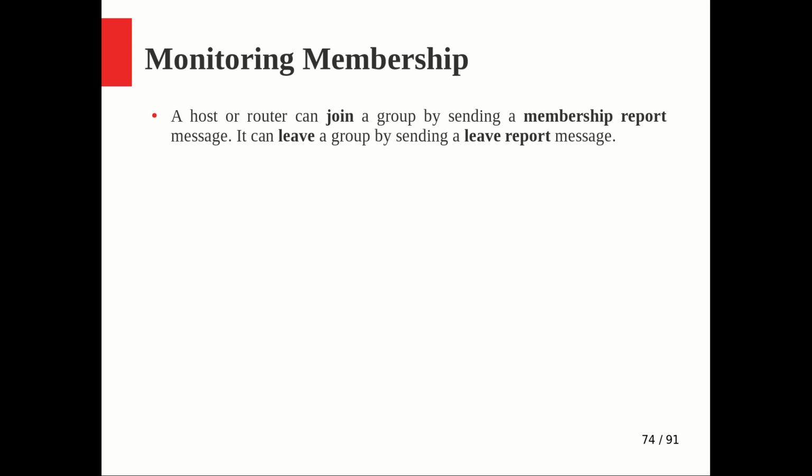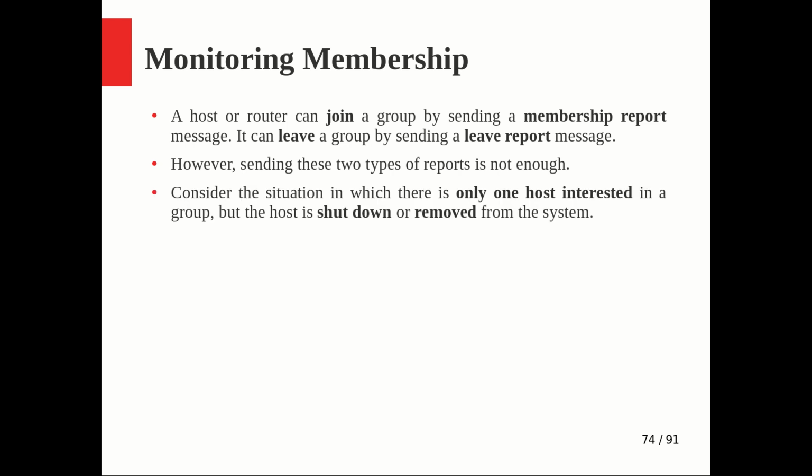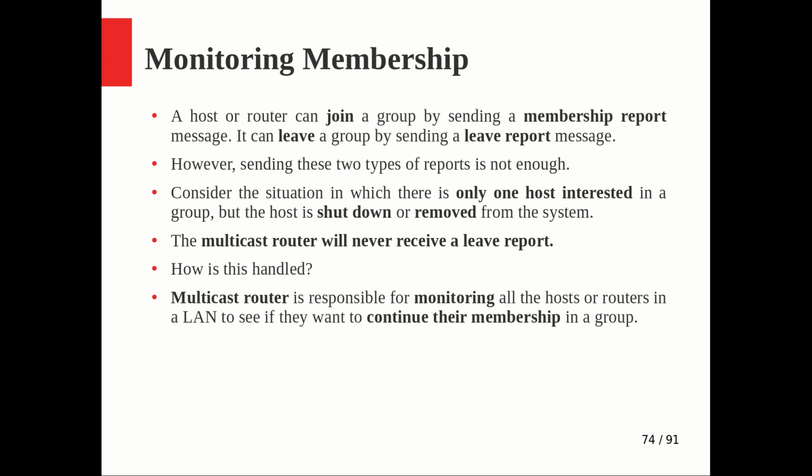A host or a router can join a group by sending the membership report. It can leave a group by sending the leave report, of course. However, sending these two types of messages is not enough. For example, consider the situation in which there is only one host interested in a group, but the host is shut down or removed from the system for some reason. So the multicast router will never receive any leave report, but actually nobody is active, no loyal member is there for that group at that particular time. So how is this handled?